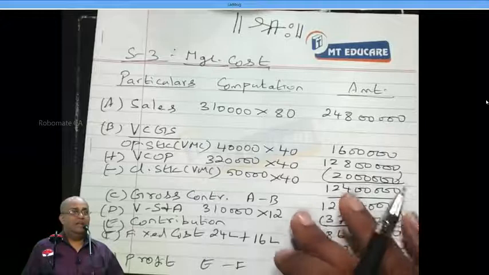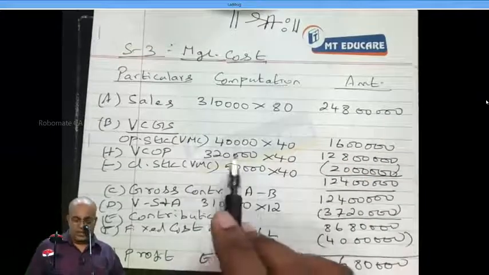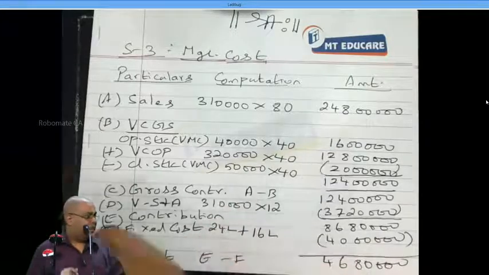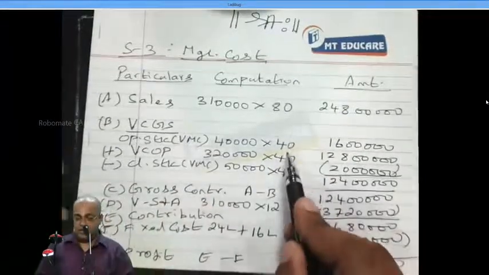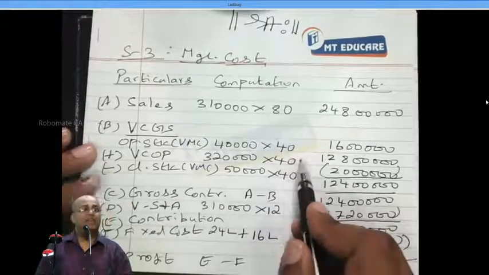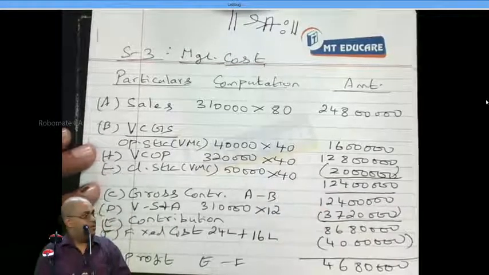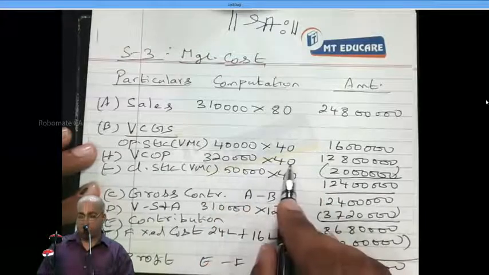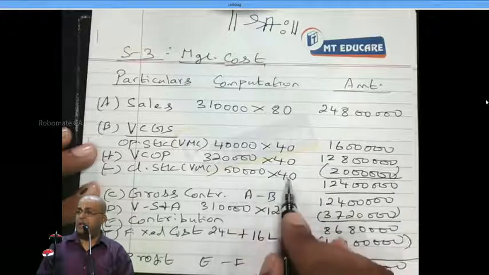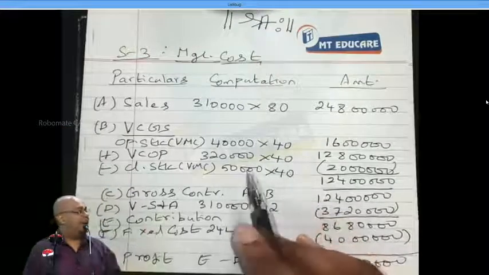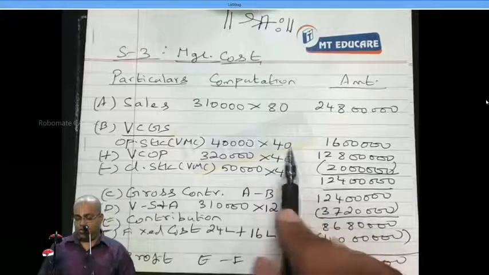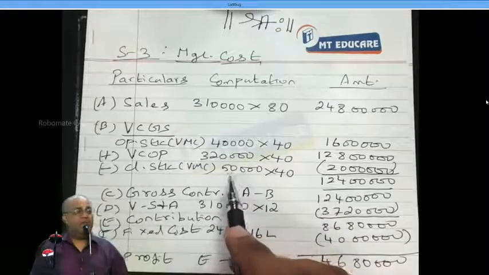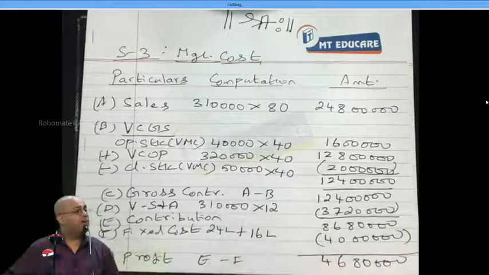In the examination, they made this statement much simpler. I wrote it this way for your understanding. In this, 40 is common. 40,000 into 40 plus 3,20,000 into 40 minus 50,000 into 40. Can I take 40 outside the bracket? It becomes 40 into 40,000 plus 3,20,000 minus 50,000, which is 40 into 3,10,000.